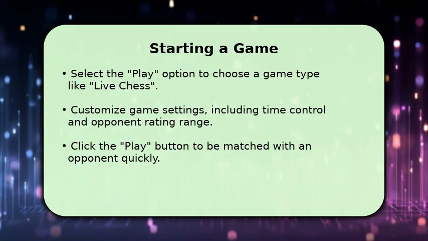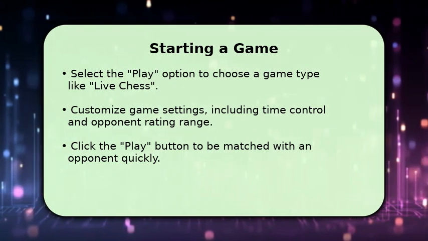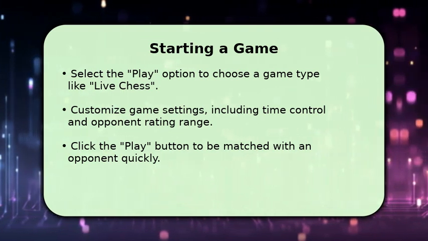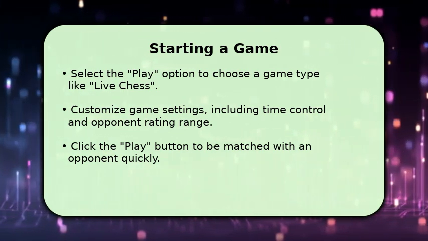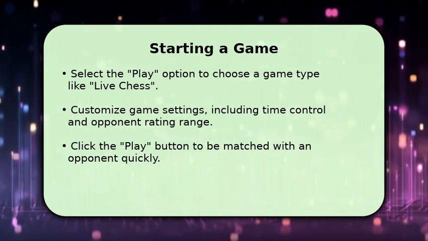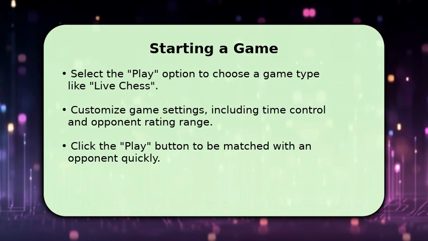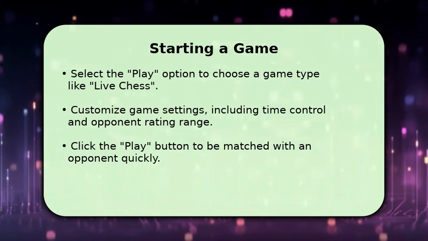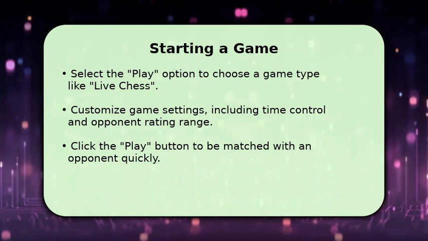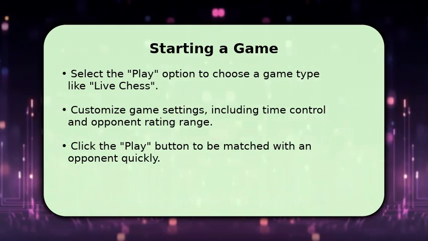Ready to play? Simply click on the Play button, usually found prominently on the left menu or main screen. You can then select your preferred game type, such as live chess, and customize settings like time controls from 1 minute to 30 minutes or more. You can also specify an opponent rating range. With your preferences set, click Play again, and the system will swiftly match you with another player.